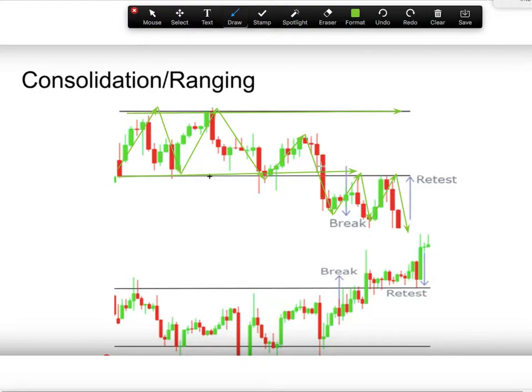It tells you that there is pressure to the downside. And now, after it has broken this supposed support, orders were not filled.